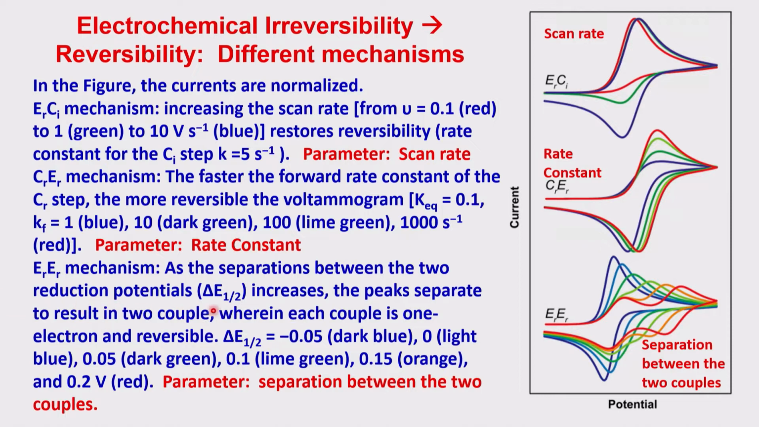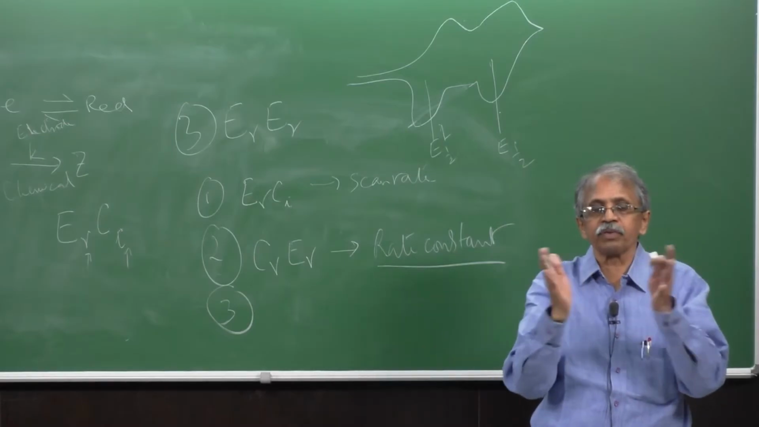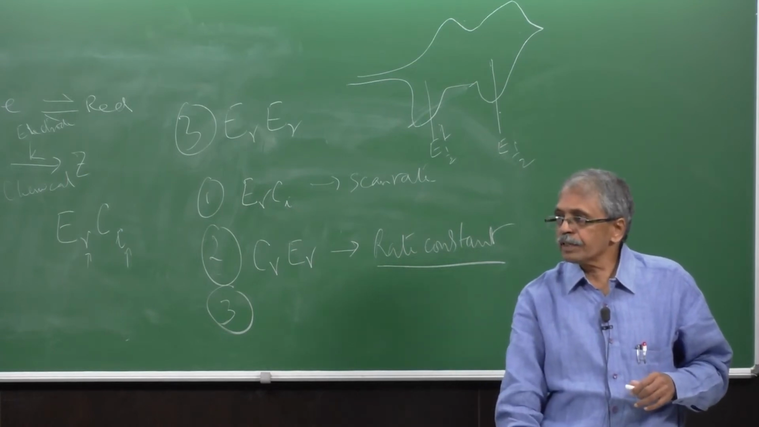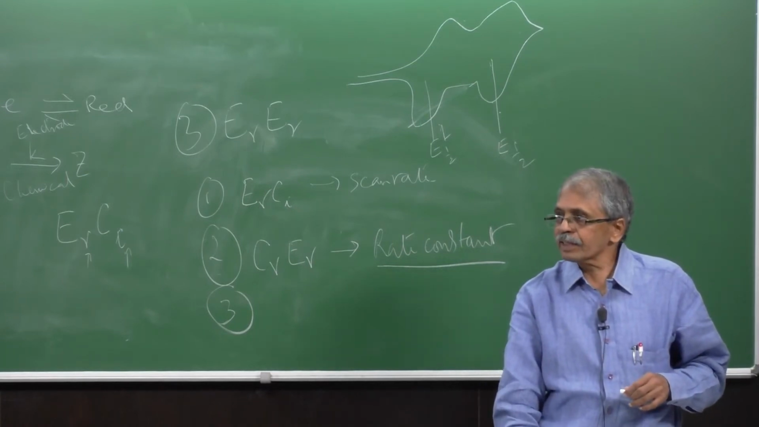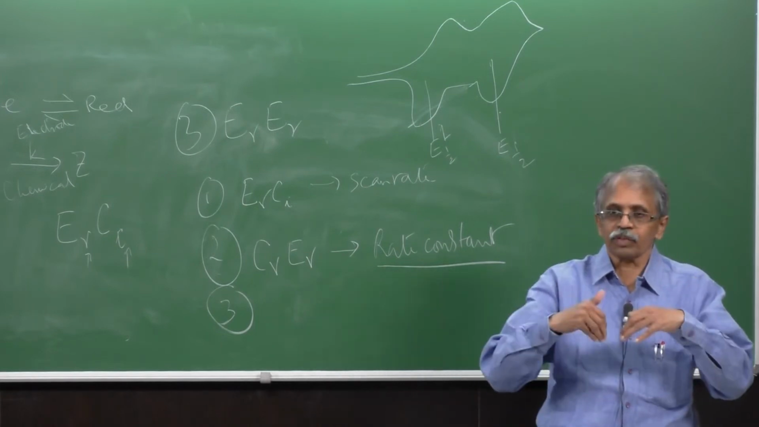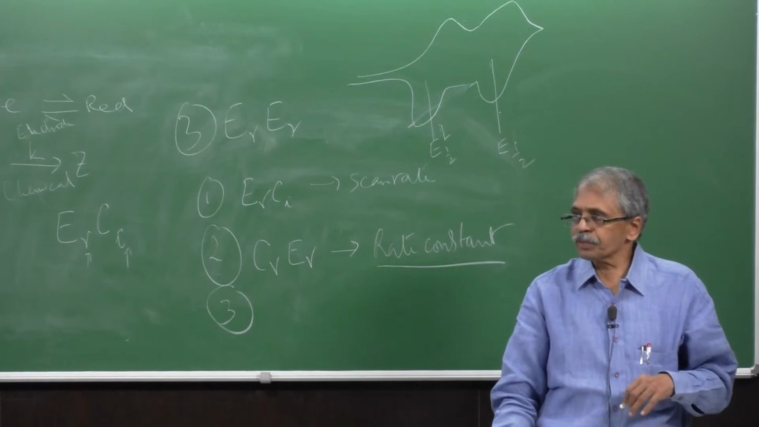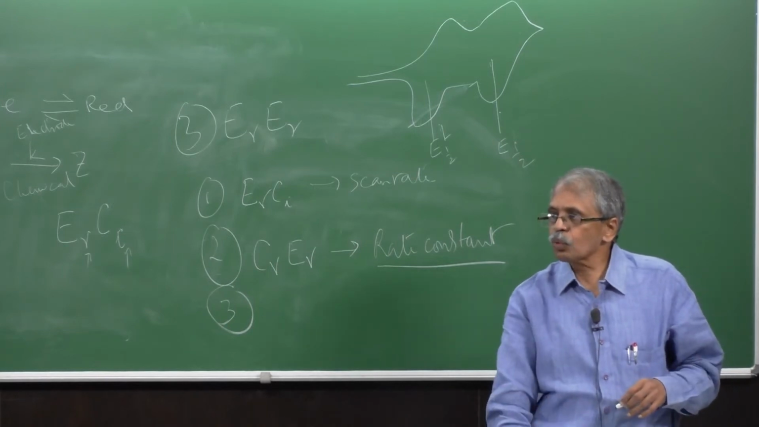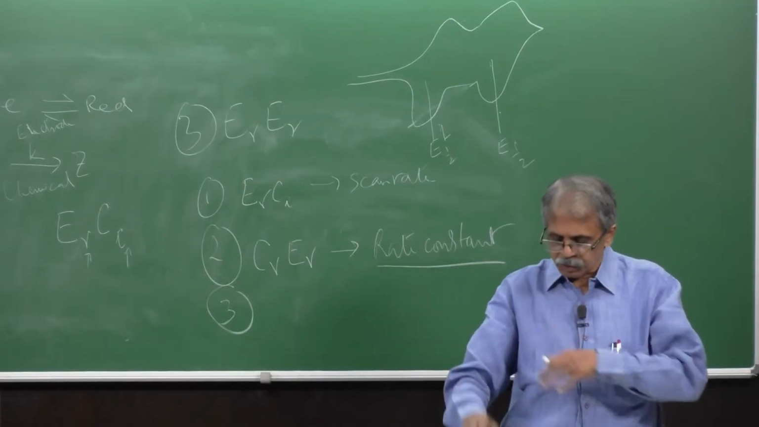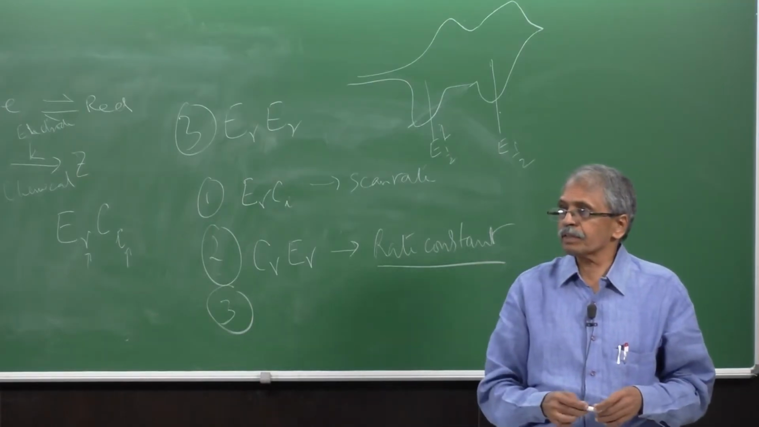So, as the delta E half, the difference between the two potentials of the two waves, that peak separation, increases, then you will get both the peaks separately. Otherwise, both of them come into one, and that becomes a 2 electron process instead of 2 one-electron processes. So you can get that by increasing the separation between the two steps. So that is an important point in this. Now, we have seen the irreversible reactions going towards reversibility.